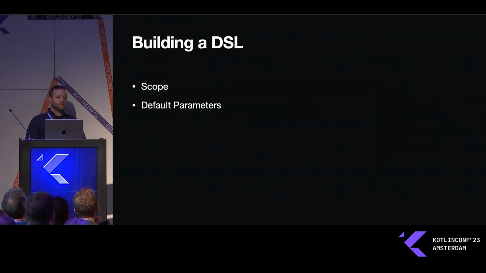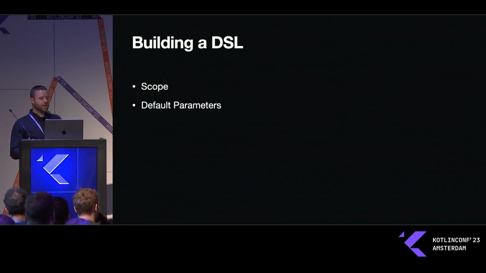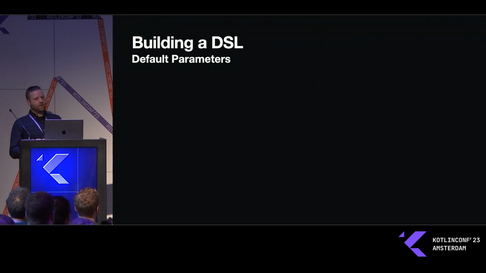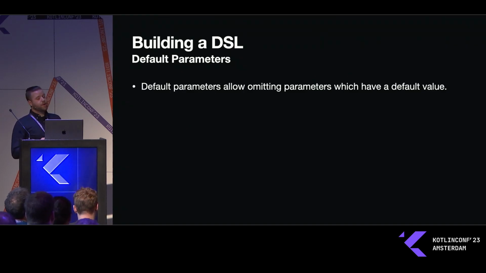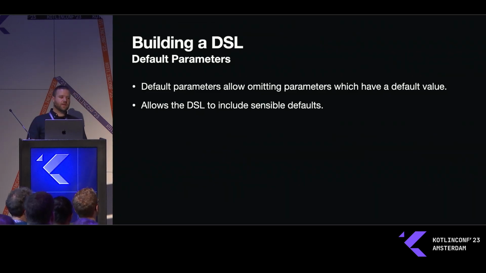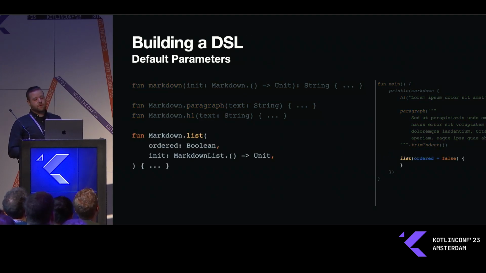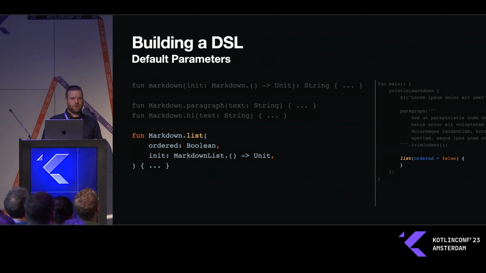Another nice thing in DSLs is default parameters. Default parameters make it really nice to provide defaults for your DSL, where you can provide a function that might have a bunch of built-in defaults, but allow the user to override those defaults only if they really want to. So let's take a look at what this would be by looking at what a list would be modeled as within Markdown.